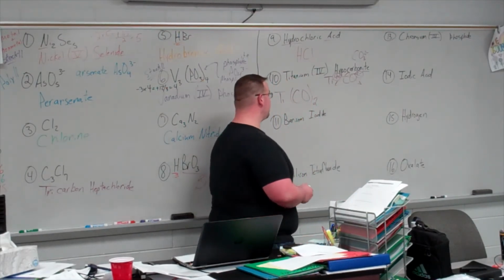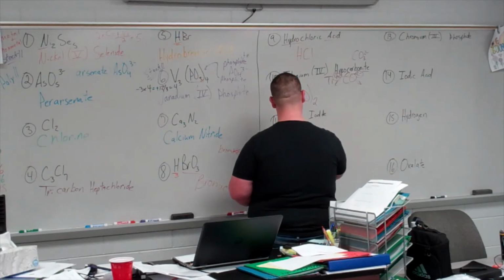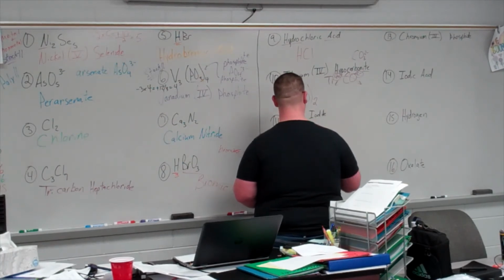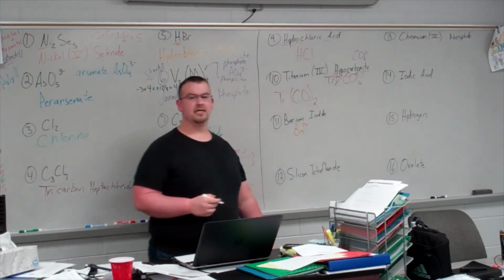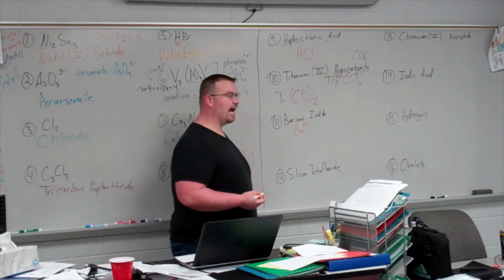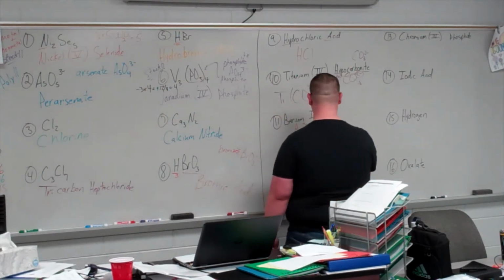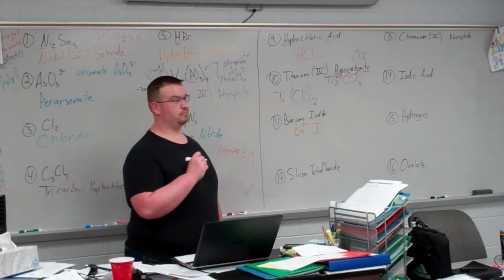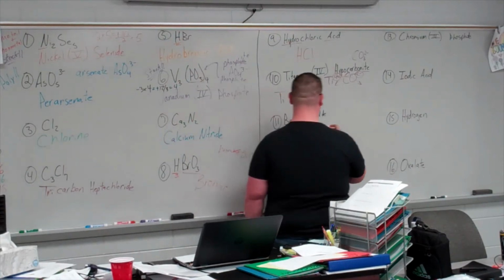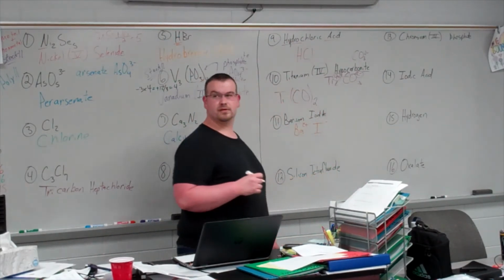Barium has a fixed charge. Ba, 2 plus. Where did the 2 plus come from? Second column. It's in the second column. Iodide comes from iodine, which is I. What's its charge? 3 negative. 1 negative. Wait, 1 negative. Where's it at? Oh, 17. 17 column.